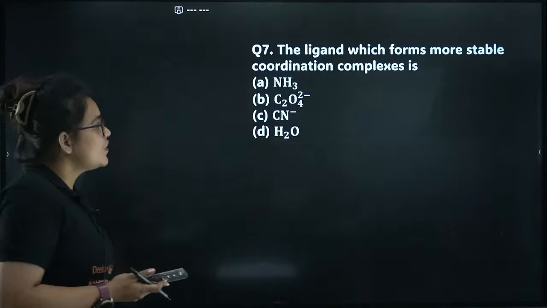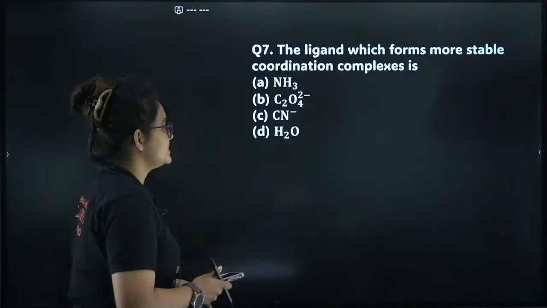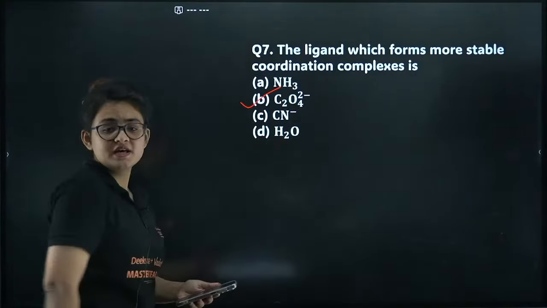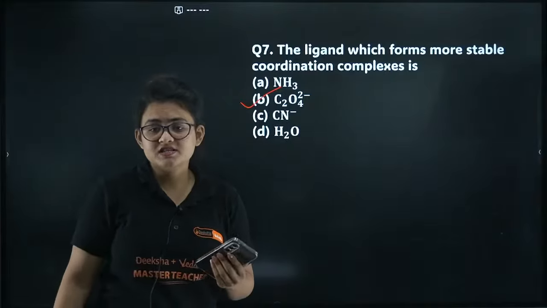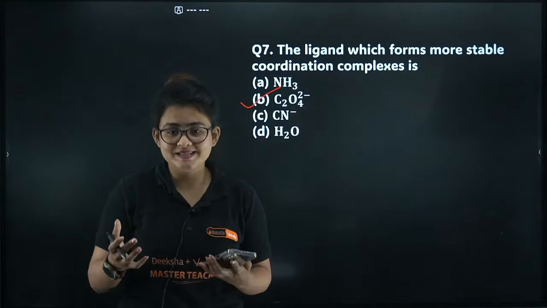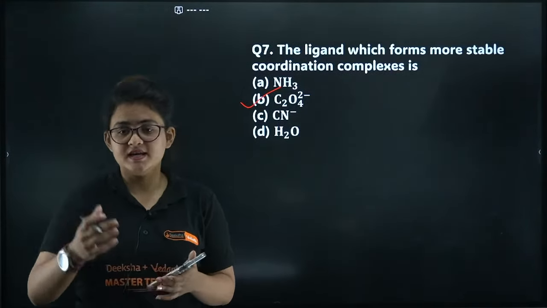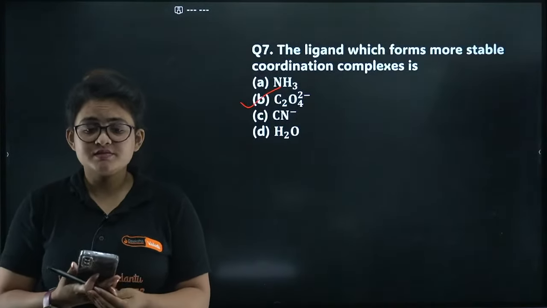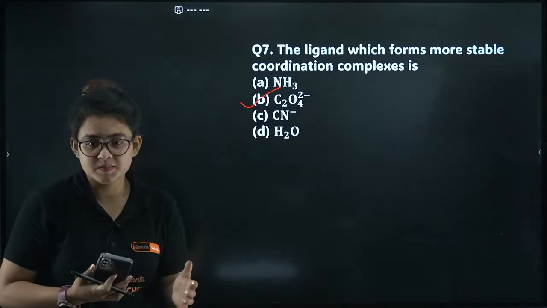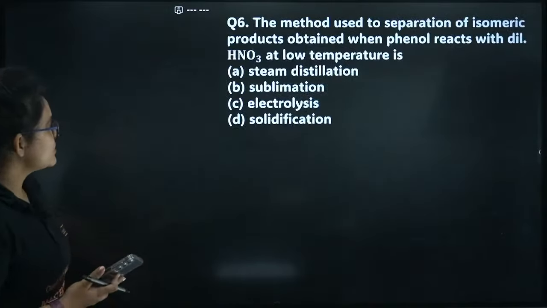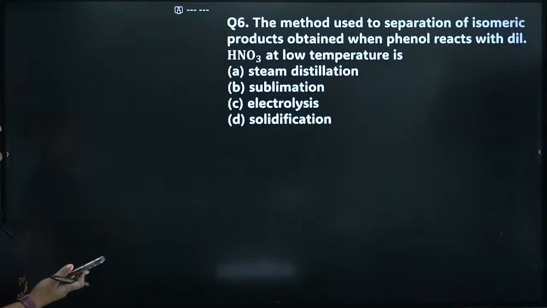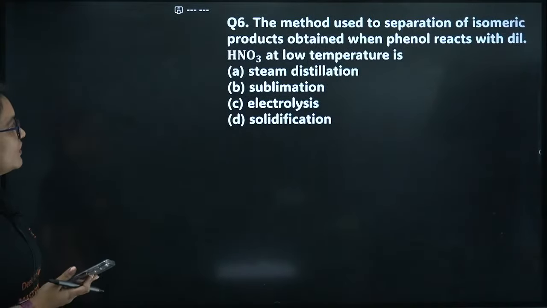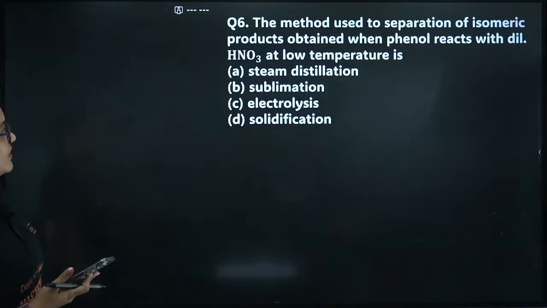Next, you can see the ligand which forms more stable coordination complexes, that is C2O4 2 minus. C2O4 2 minus is the bidentate ligand, right? So whenever it comes to multiple denticity, more than one denticity, then it actually helps to form the more stable coordination compounds.